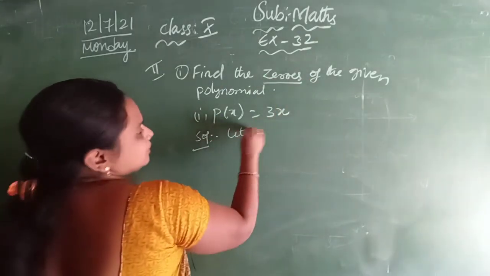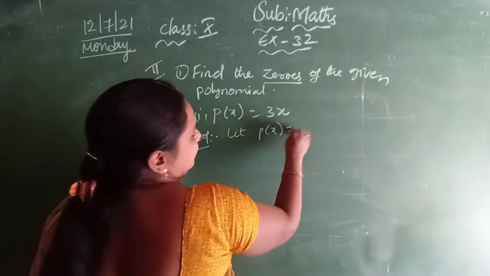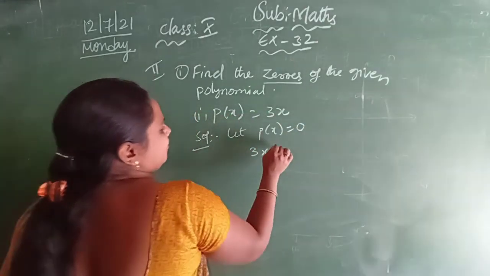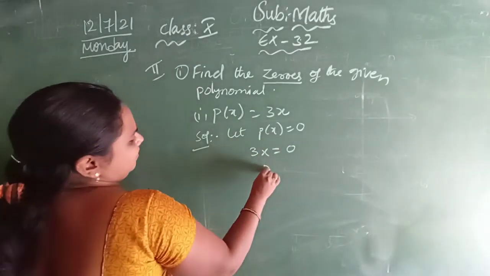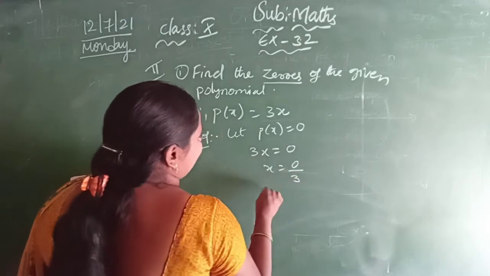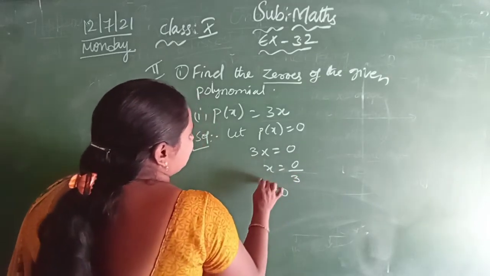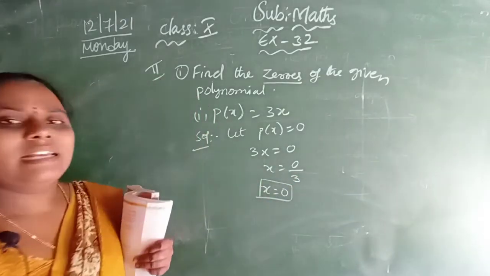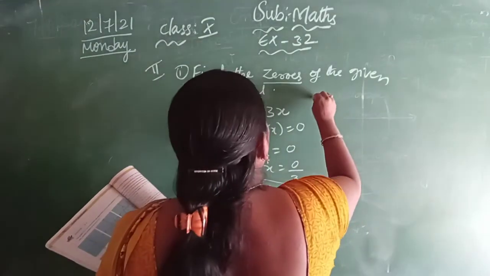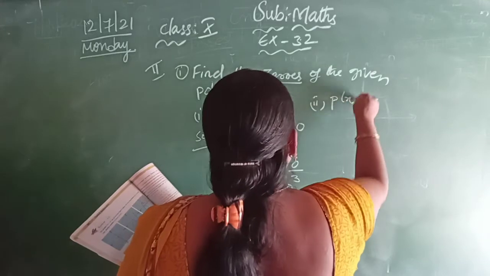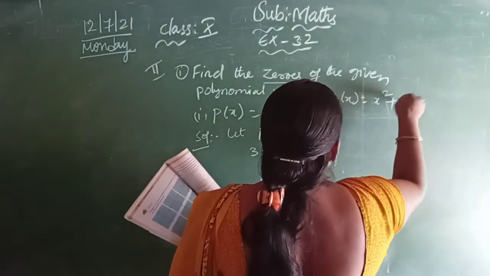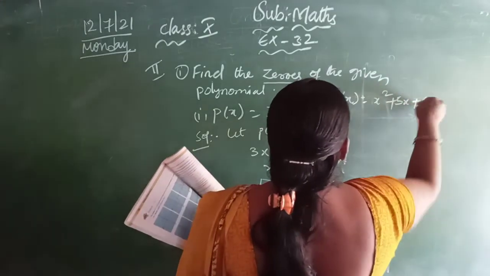So let P of x be equal to 0. That means 3x is equal to 0. Then what will the x value be? 0 divided by 3 is 0. So the x value here is 0. x equal to 0.